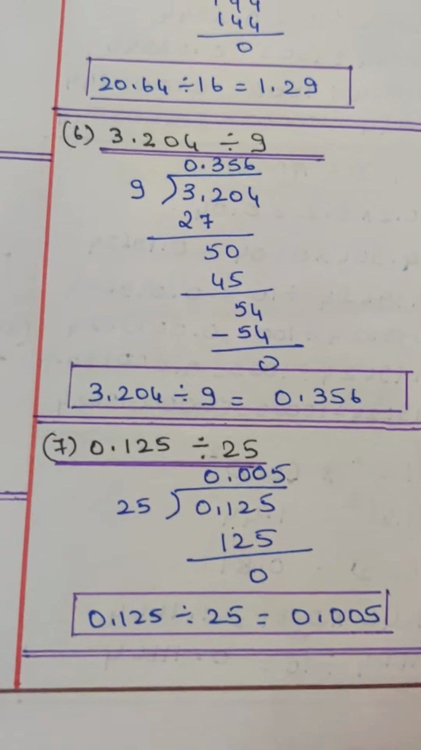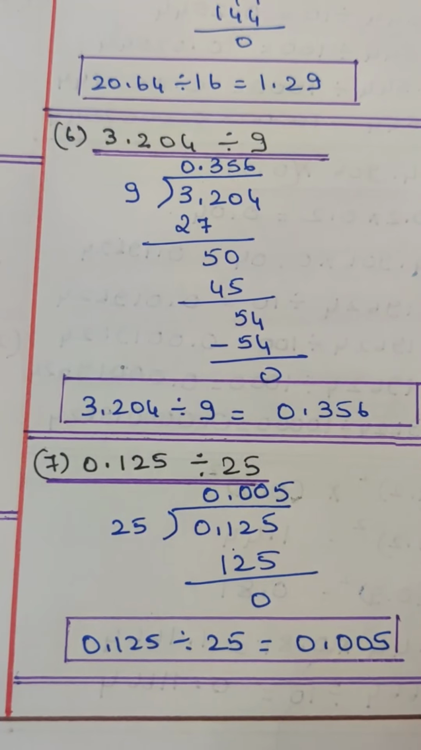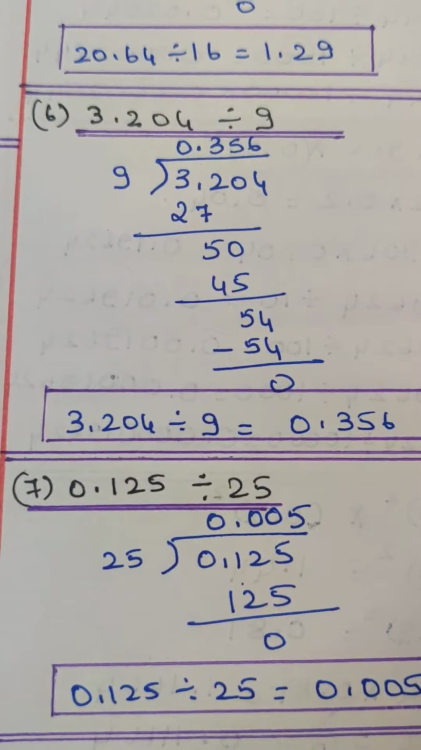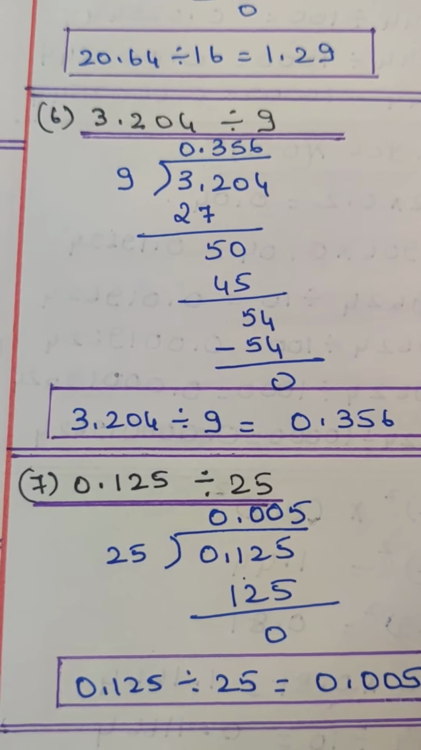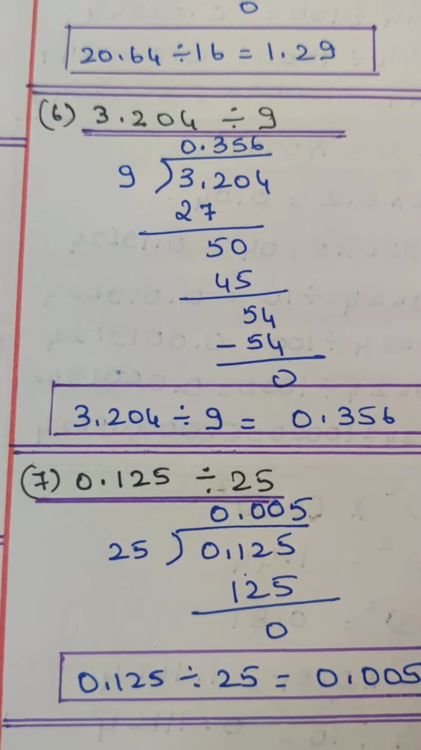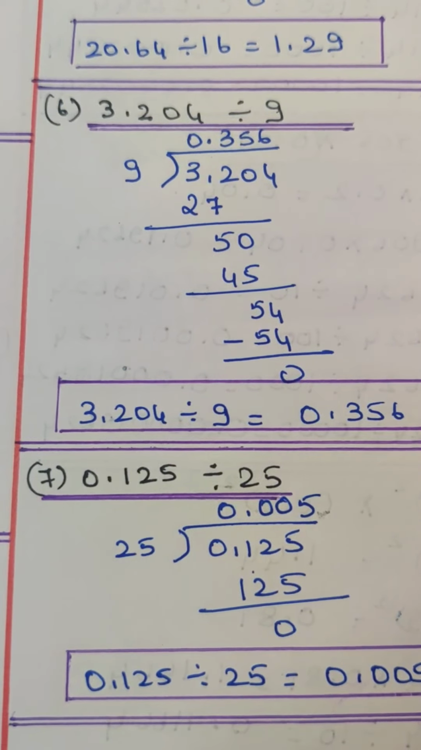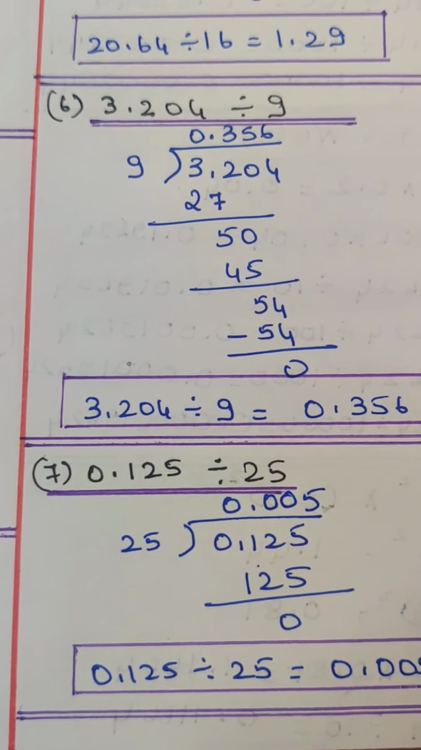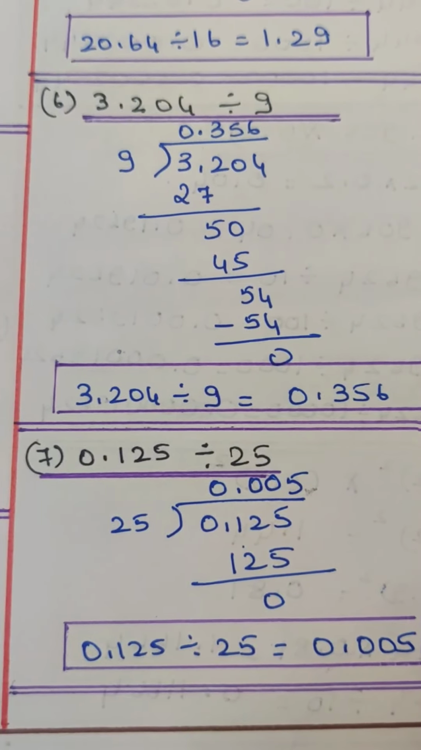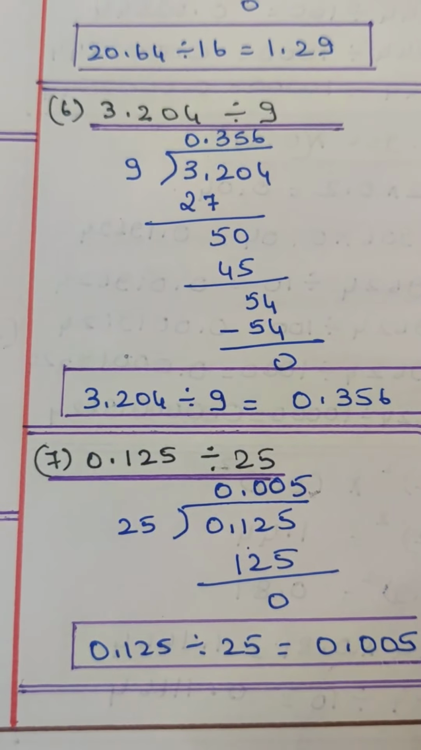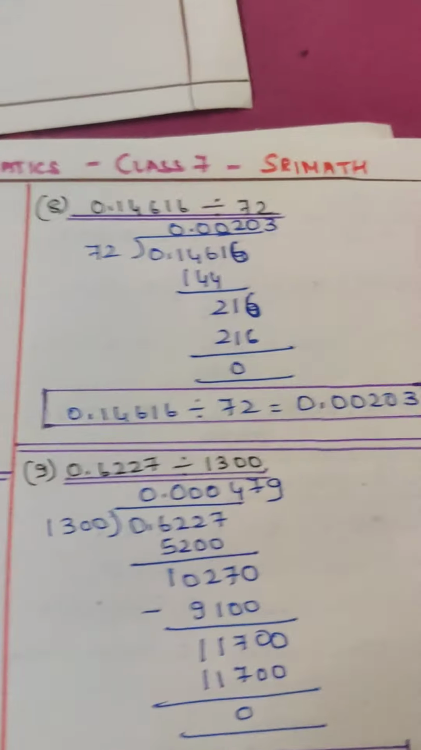Now the seventh sum, 0.125 divided by 25. So 25 will not go into 1 or 12, you have to take the entire 125, so it becomes 0.005. 25 fives are 125, therefore the quotient becomes 0.005. Now 0.125 divided by 25 is equal to 0.005. Now let's move on to the eighth question.